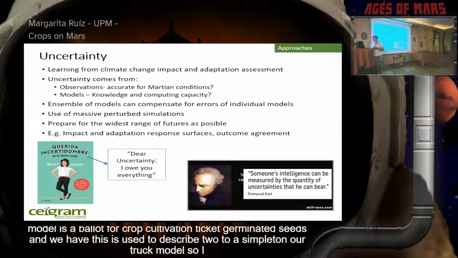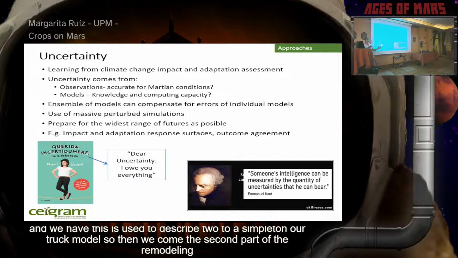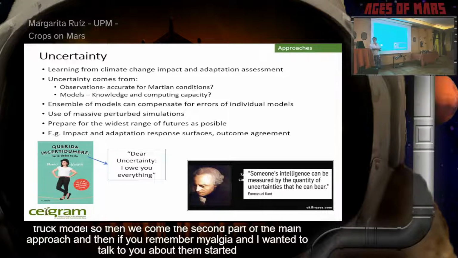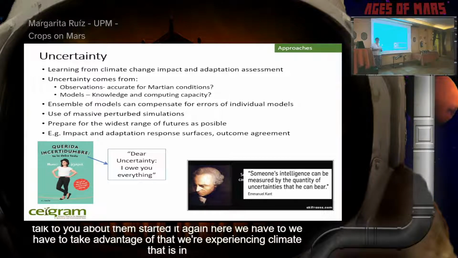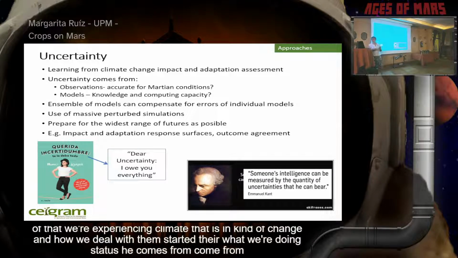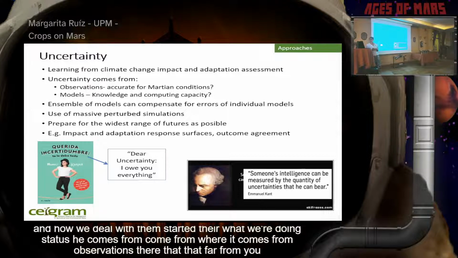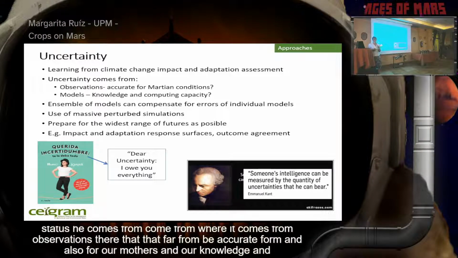So then we come to the second part of the crop modeling. That's the main approach. And then, if you remember my outline, I wanted to talk to you about uncertainty. Well, here we have to take advantage of our experience in climate change, and how we deal with uncertainty there. Where does uncertainty come from? Uncertainty comes from observations that are far from being accurate for Martian conditions, and also from our models, our knowledge, and even our computation capacity.